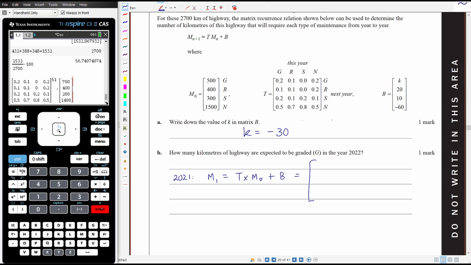0.2. Yes, okay. So I'm going to delete that, which we don't want. I'm going to change the numbers here to make it M0, so that should be 500, that's still 400. This should be 300, and this should be 1500. Okay, so that is the transition matrix times M0, and then we're going to have plus B. So plus another 4x1 matrix, which is negative 30, positive 20, positive 10, and negative 60.